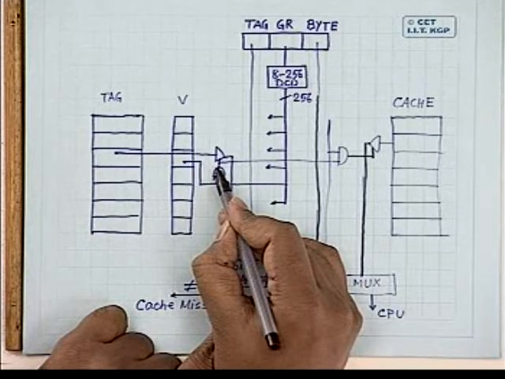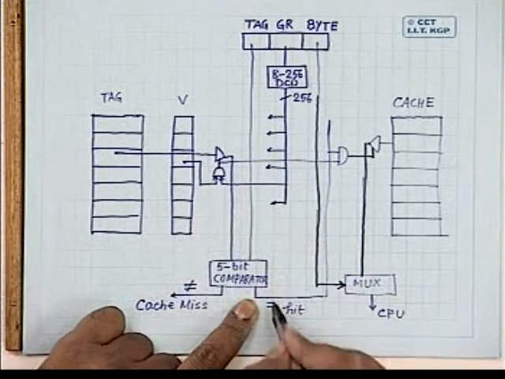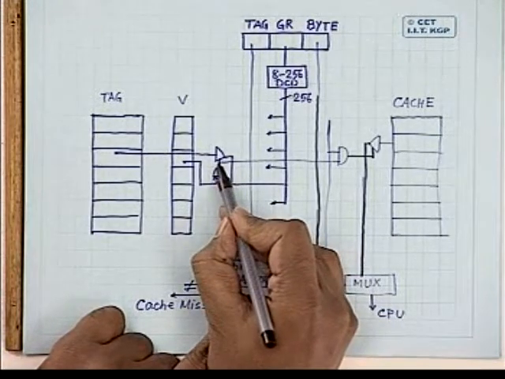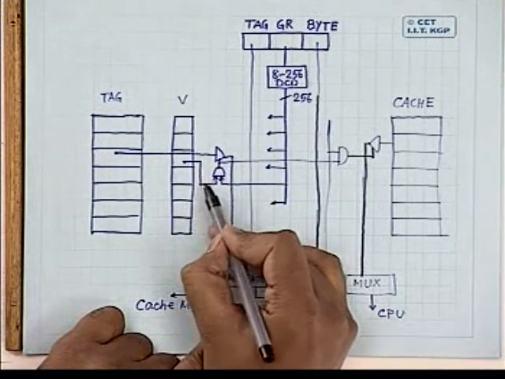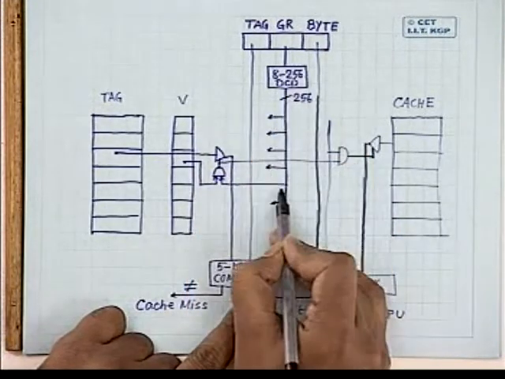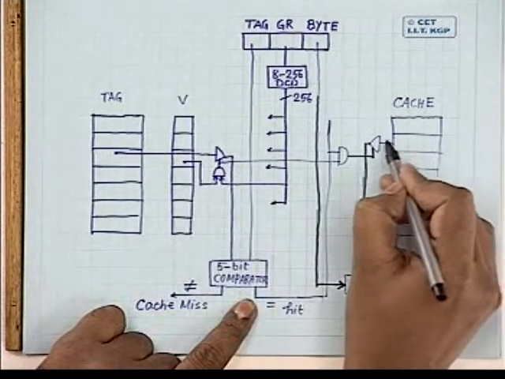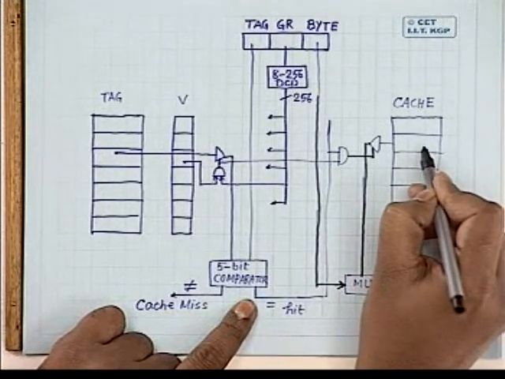That is also possible. So I have to check that I have a tag hit, I have a cache hit, and at the same time this output is also true. That means this corresponding valid bit is 1, the group identification, that is also true. Then only I will extract the corresponding cache block.